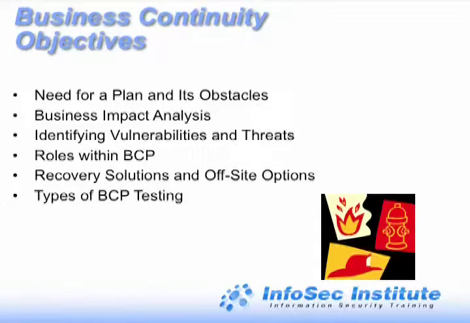Okay, business continuity objectives. Need for a plan and its obstacles, a BIA, business impact analysis, identifying vulnerabilities and threats, roles of business continuity plan, recovering solutions of an offsite options, and then types of BCP testings.